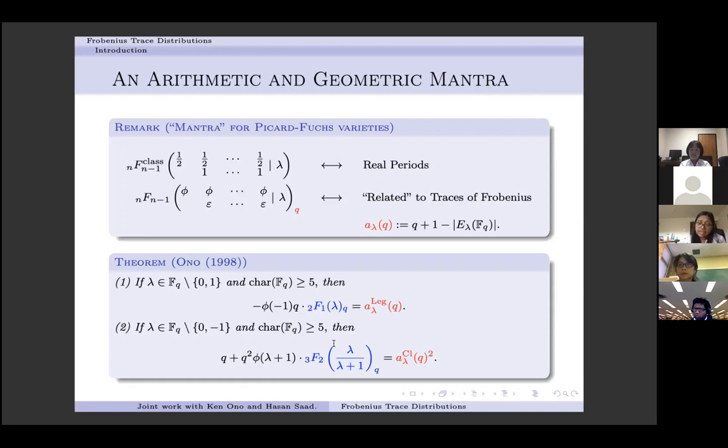And in fact, analogously, for the Clausen family of elliptic curves, the square of the trace of Frobenius is naively associated with this 3F2 function in this way. So these are the finite field analogs of these hypergeometric functions.